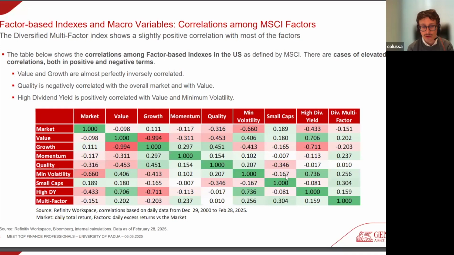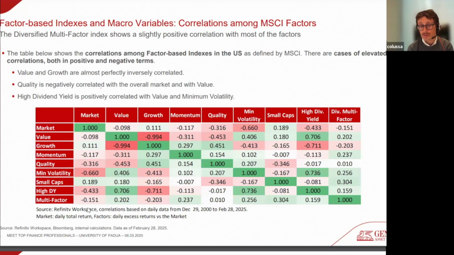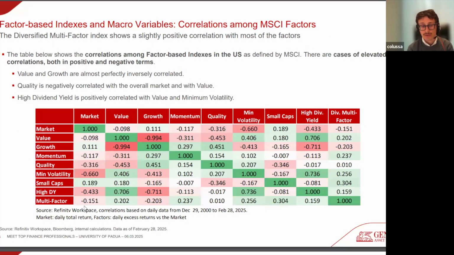I don't know if you have any particular question on this, but on average, you see the correlations between factors are also in this case not too elevated, apart from some exceptions, as I mentioned before. Interestingly, if we look at the diversified multi-factor, the correlation of the multi-factor index compared to the other factors in the market, you see here the correlations are quite low. So basically, combining more factors together seems to give quite a diversification benefit for portfolio construction.